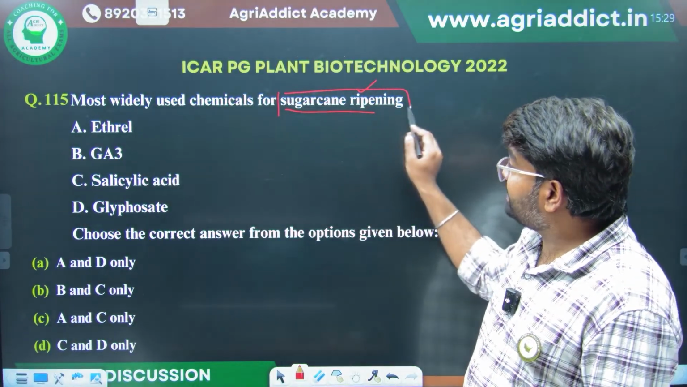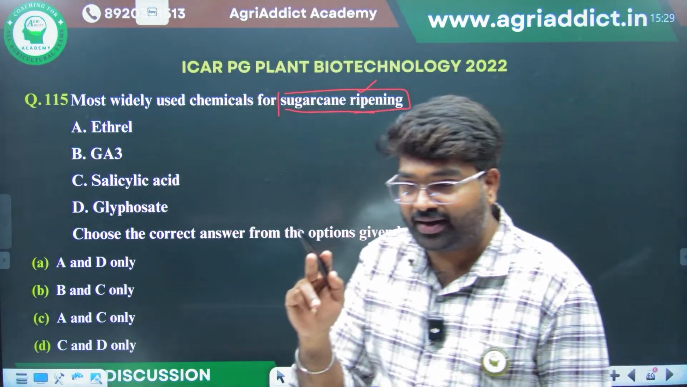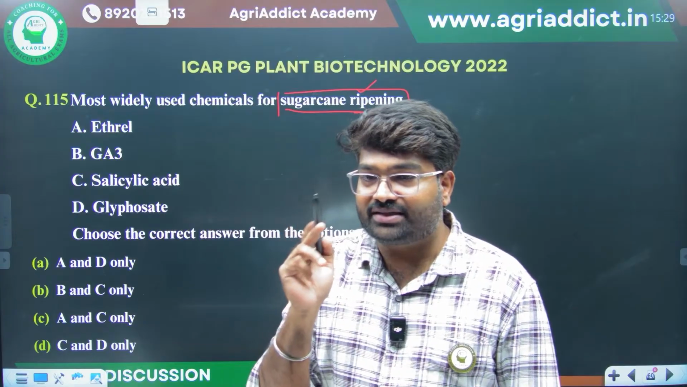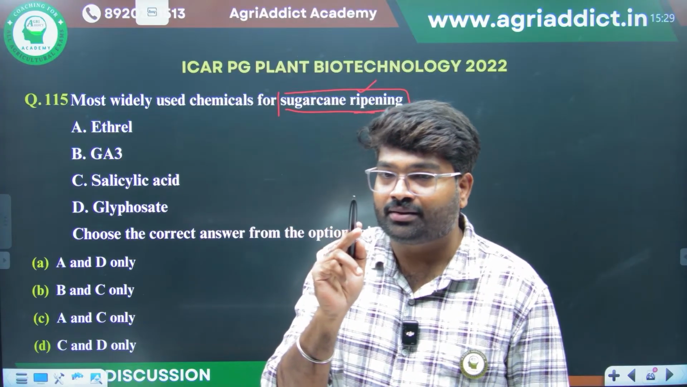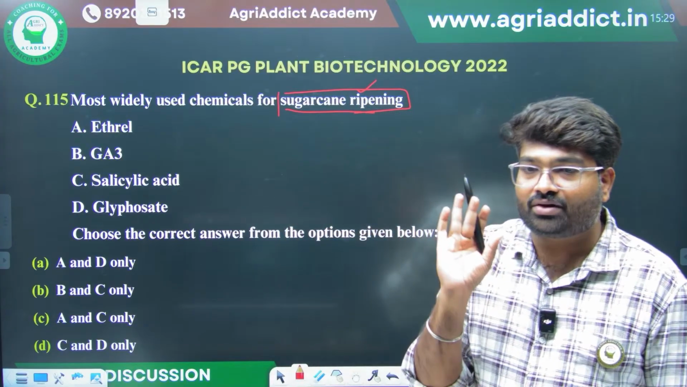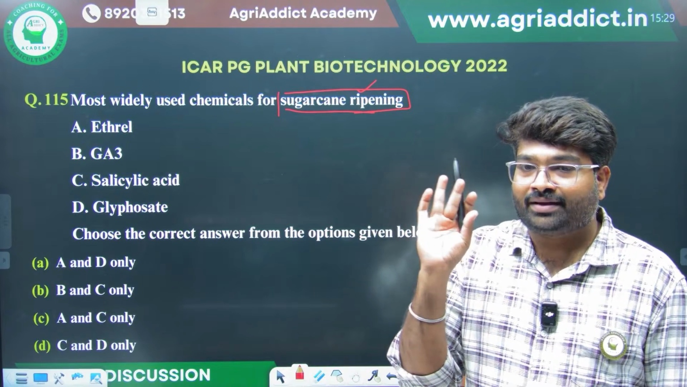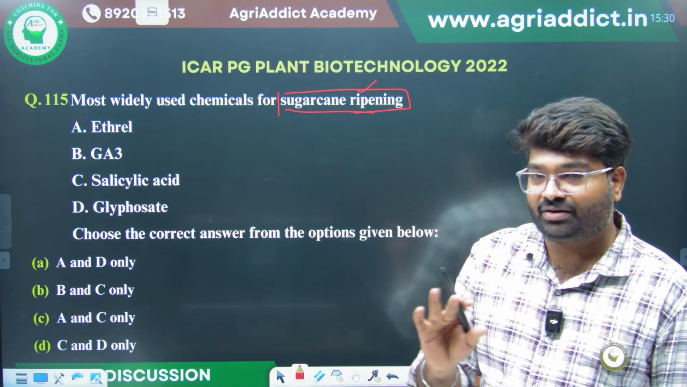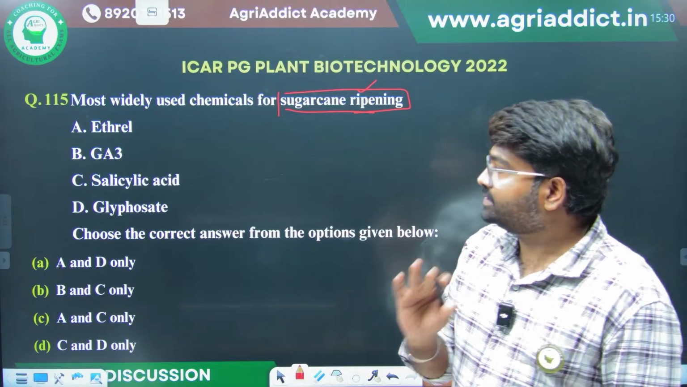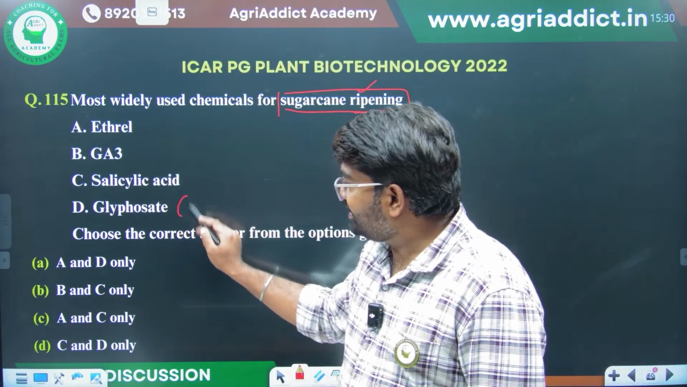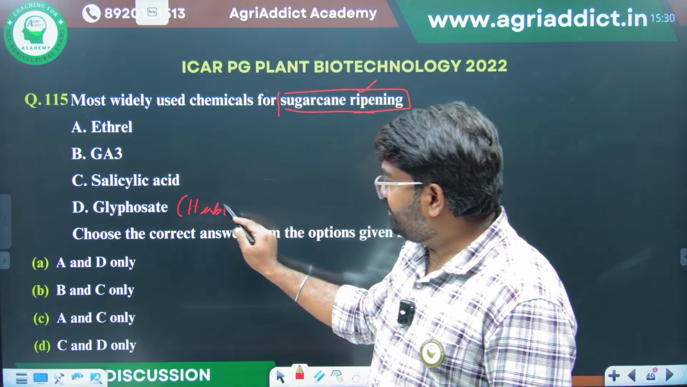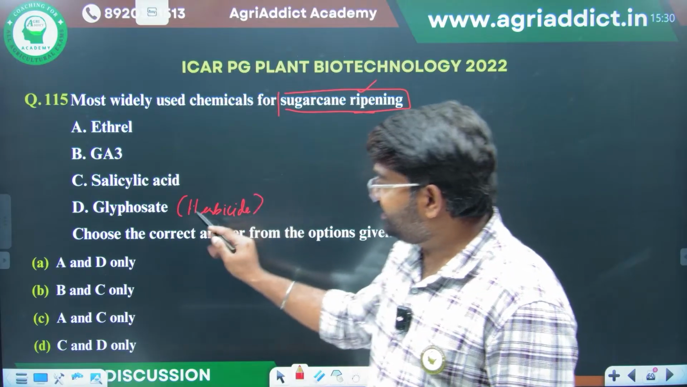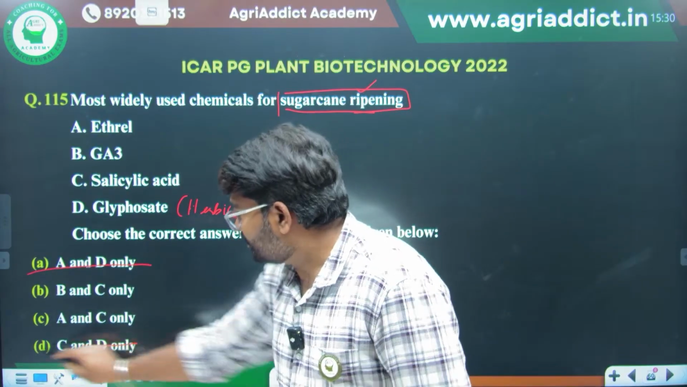Most widely used chemical for sugarcane ripening. Read the question properly. They are asking about the function of sugarcane ripening. They are not asking about internode elongation. They are asking about the sugarcane ripening process. What hormones will be involved? Glyphosate is what? It's an herbicide. How would we use the herbicide for ripening? So wherever D is coming, this will not come.